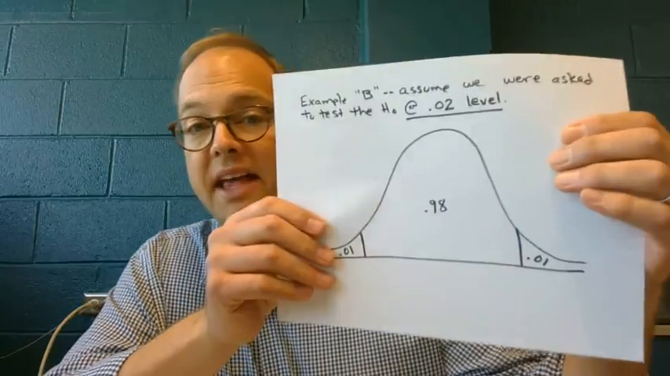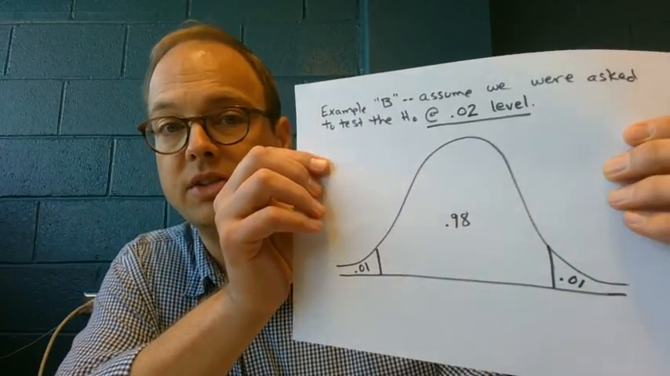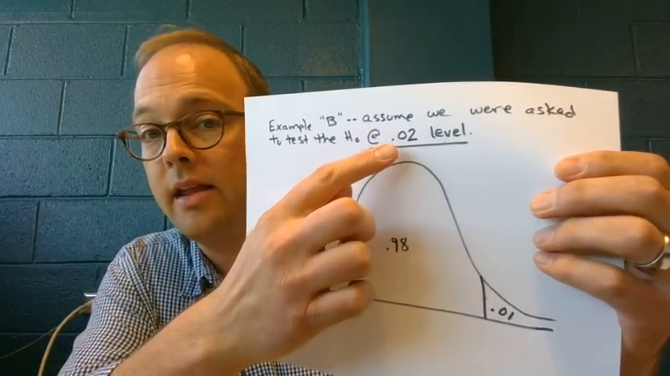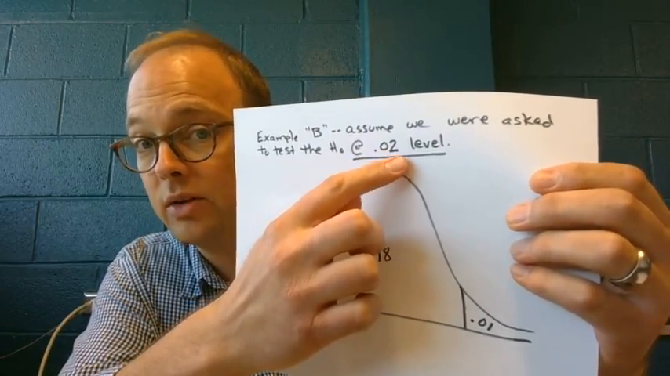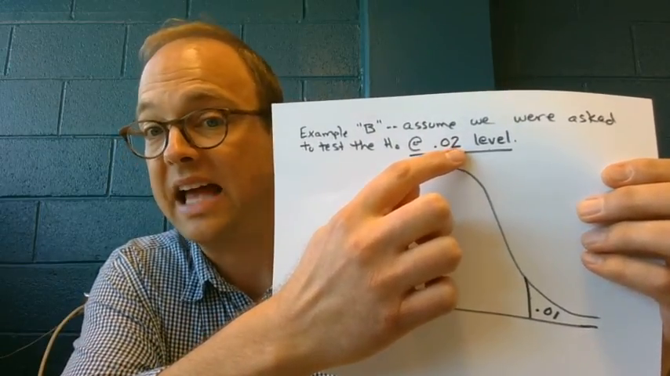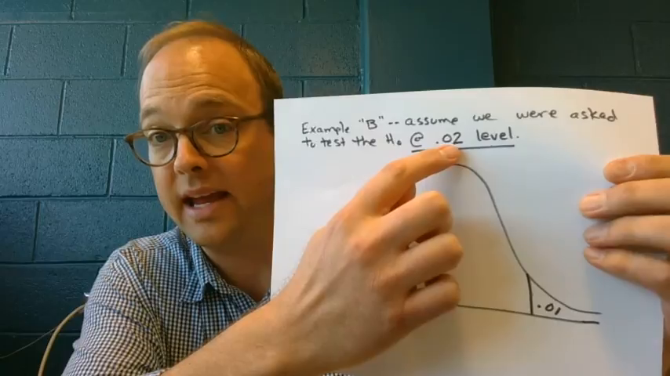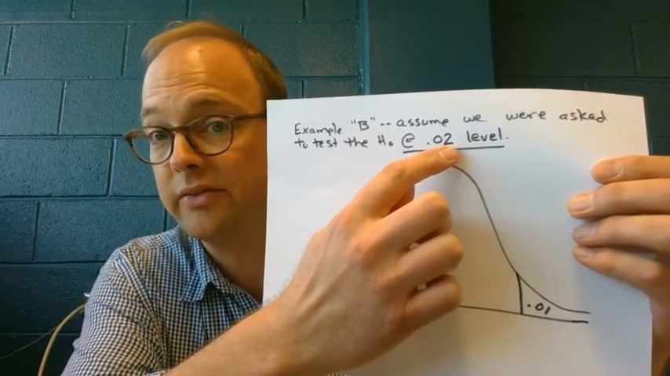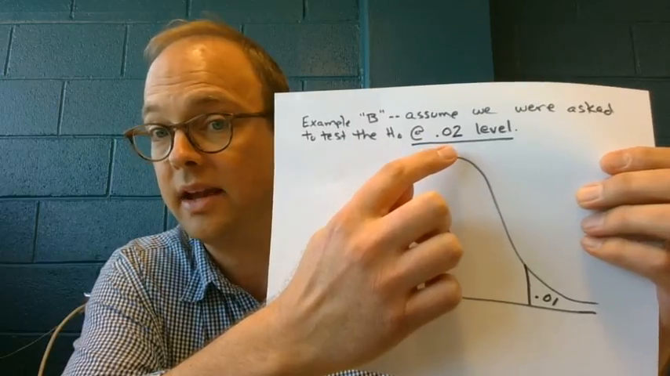Let's assume that we were asked to test the null hypothesis at the 0.02 level. Again, that level is 0.02. That is area, that is space, that is size. That's the size of our tail, or tails in this case, the size of our critical region, the size of our rejection region. Those things all mean the same.